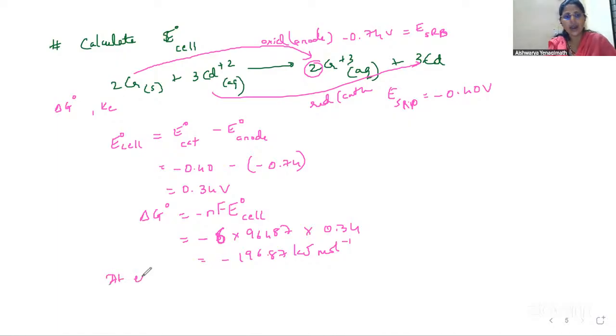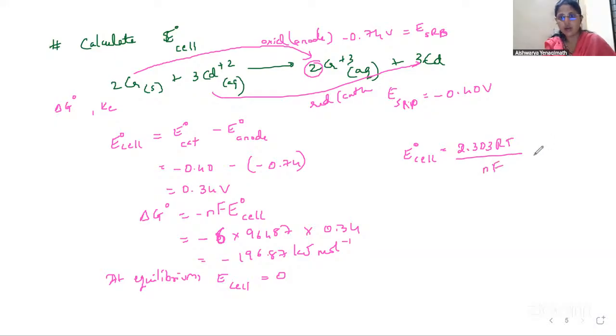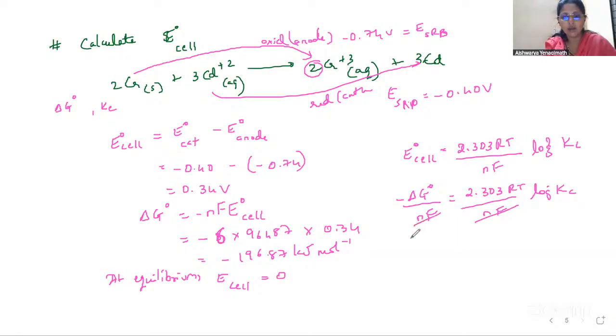Third one is Kc. See, at equilibrium, E cell value is 0. So use the formula: E naught cell is equal to 2.303 RT by nF log Kc, because I want to find the equilibrium constant. So E naught cell can also be written as minus delta G naught by nF. Equating, nF gets cancelled. So lastly I can write log Kc is equal to minus delta G naught by 2.303 RT.